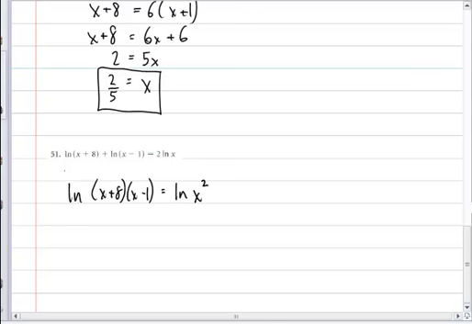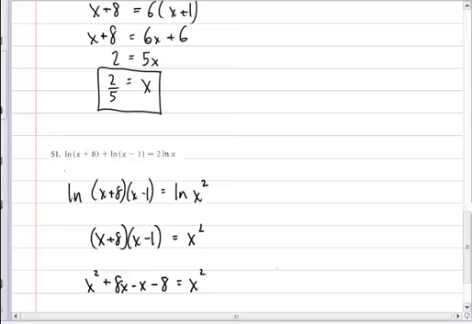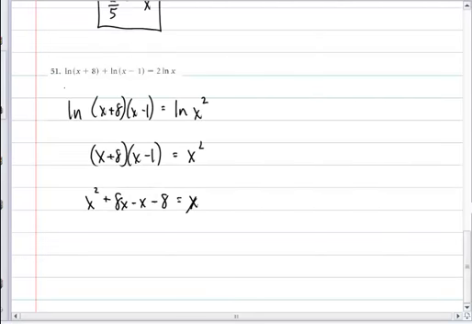And I can now drop the natural logs because they're the same on both sides. (x plus 8)(x minus 1) equals x squared. This is x squared plus 8x minus 8 equals x squared. And look at this, the x squareds are nice enough to drop out of the equation. And I have 7x equals 8, or x equals 8 over 7.